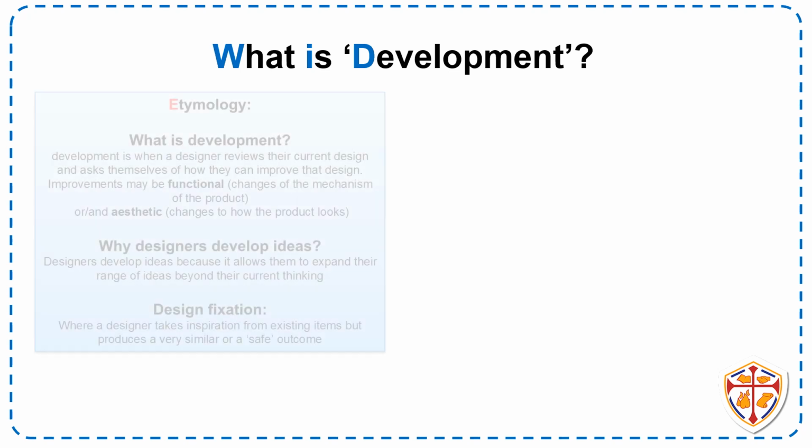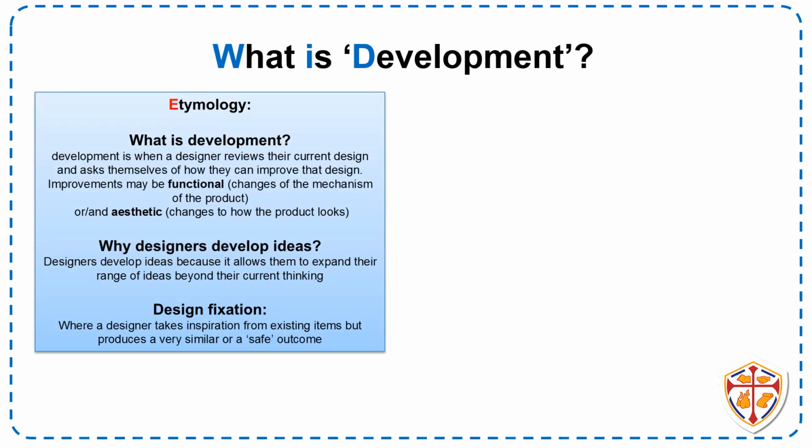What is development? Firstly, let's explore the etymology of our big idea and develop our understanding of what this really means. In the design process, development is when a designer reviews their current design and asks themselves how they could improve that design. Improvements may be aesthetic changes of how the product looks or its size, but the changes could also be functional. Maybe the product needs a different mechanism to open the drawer, or the existing handles are too small.